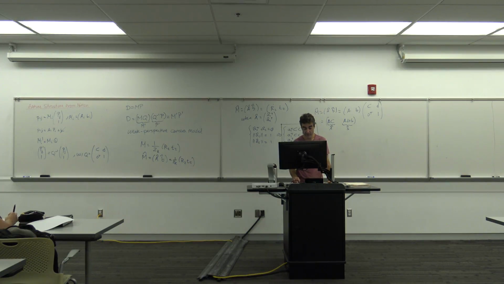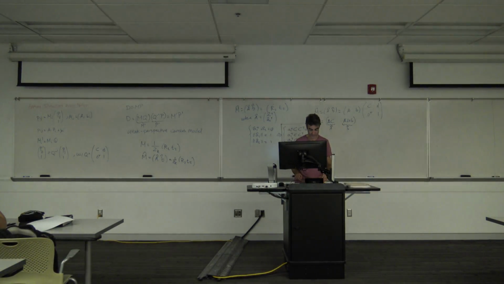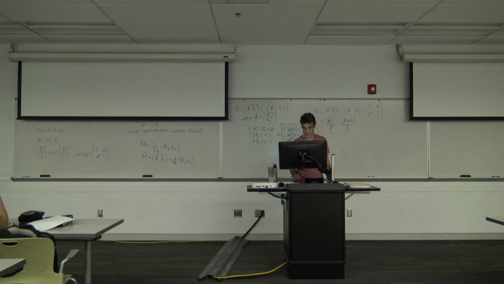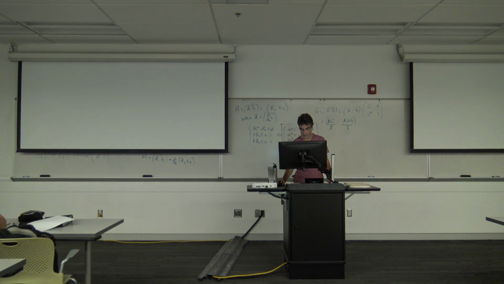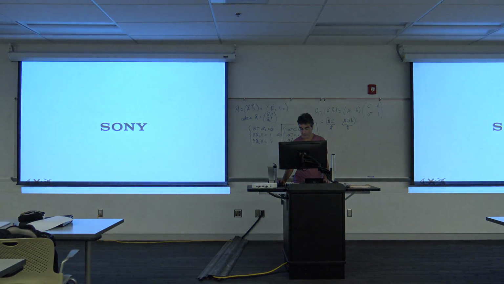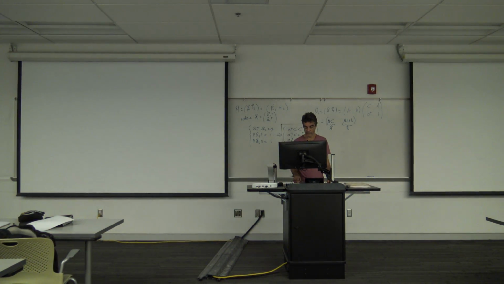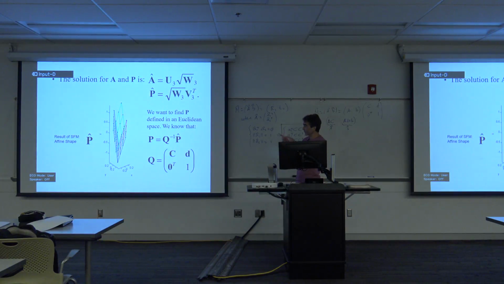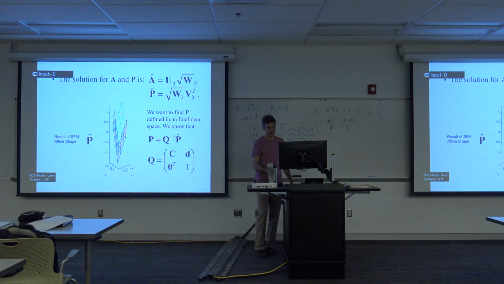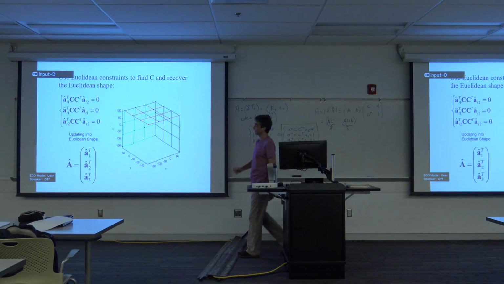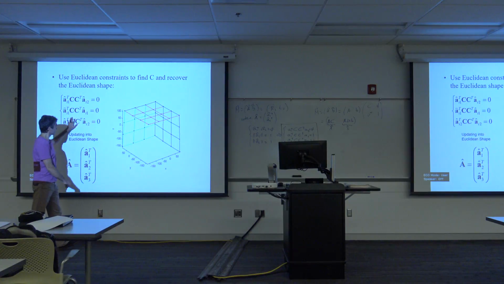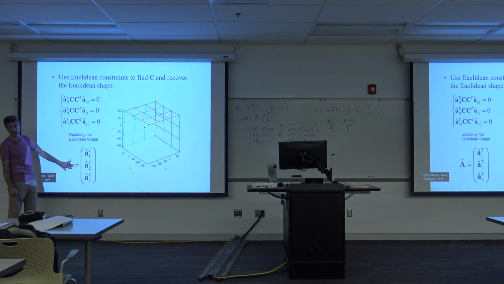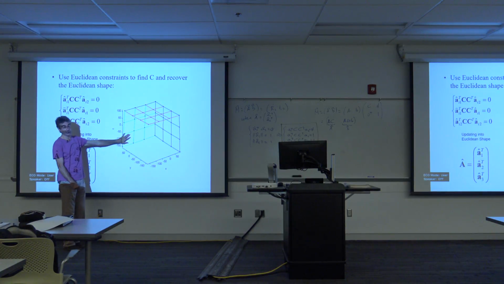So let's see. Let me go back to the slides just for a second. Okay, so here's where we were. Now we know how to solve for this transformation, right? These are the equations that we just derived. So we solve with nonlinear least squares. We find a solution for our matrix A hat, and that's what we recover, right? Great.